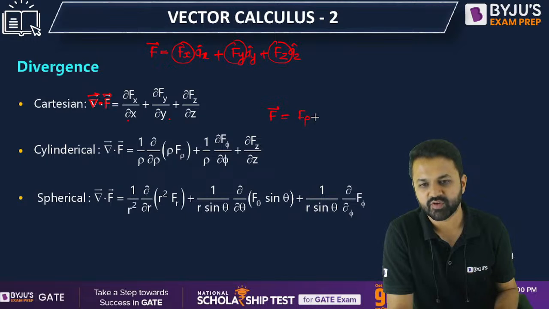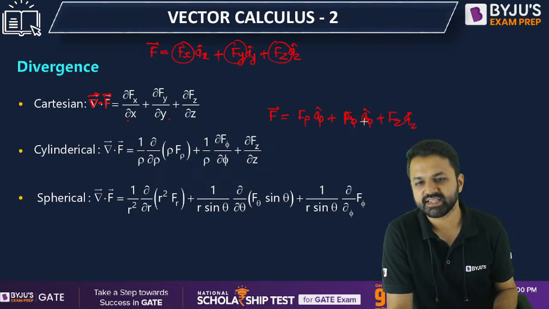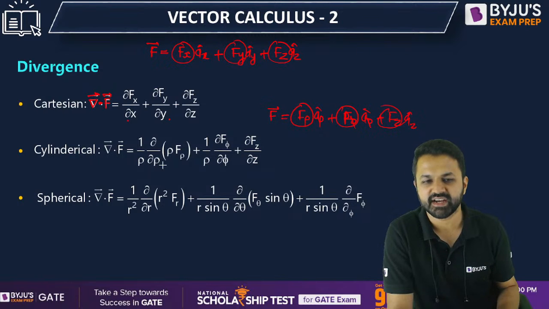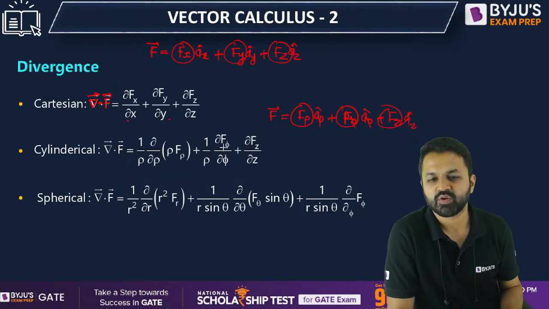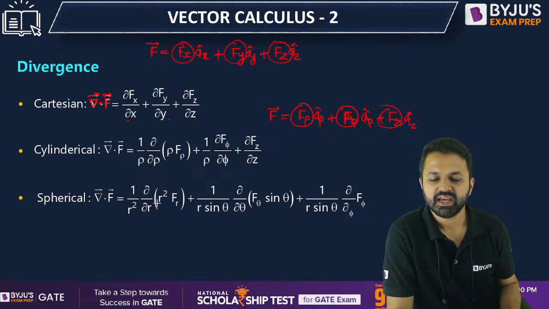Now this is f rho a rho plus f phi a phi plus fz az. These are the coefficients f rho, f phi, and fz. So here the formula is a bit different: 1 upon rho, del upon del rho of rho into f rho, plus 1 upon rho del f phi upon del phi, plus del fz upon del z. Similarly, in the case of a spherical coordinate system, this is 1 upon r square del upon del r. After differentiating r square into fr, you have to divide.